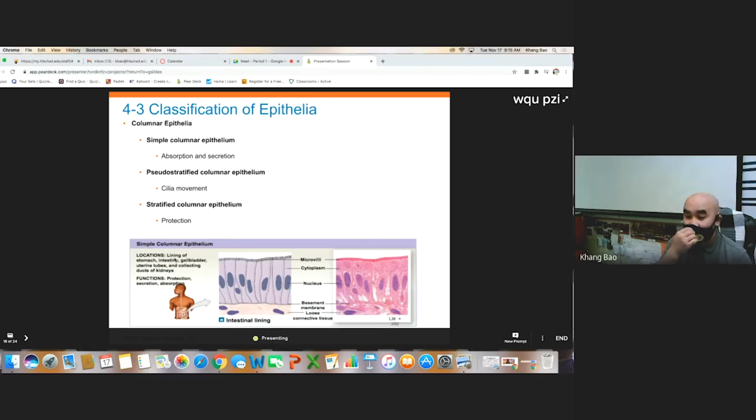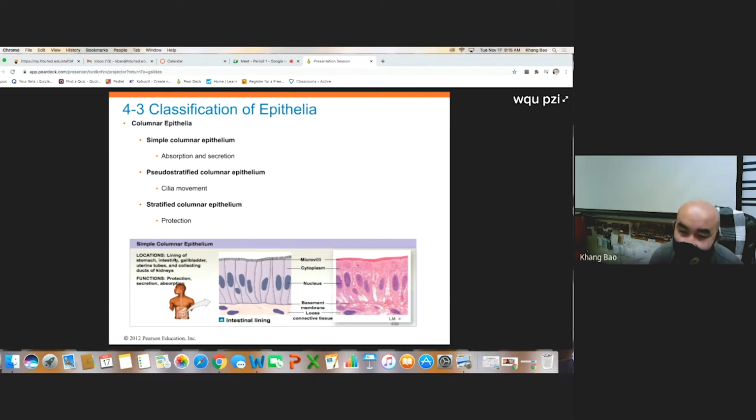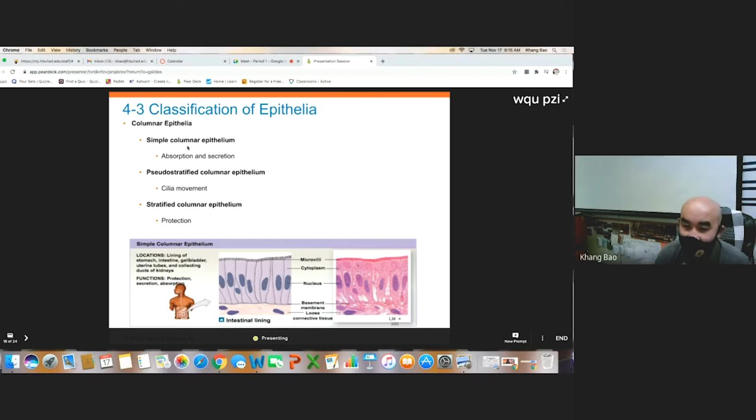And then columnar. Columnar is actually divided into three. You have simple columnar. That means just one layer like this. It has to do primarily with intestinal lining, your intestine. Your intestine has a lot of columnar. It's long like a column. This is simple because it's only one layer. Okay, your intestine. And by the way, this is connective tissue down here.